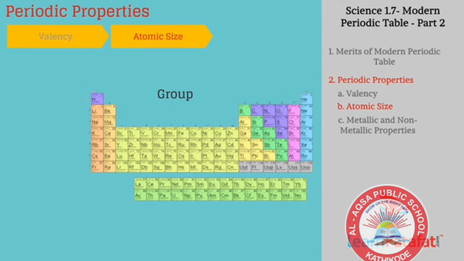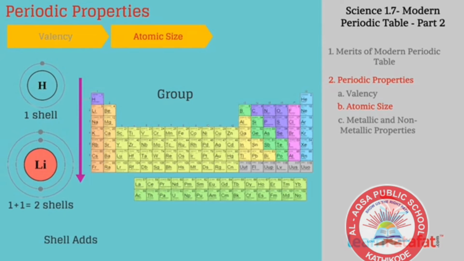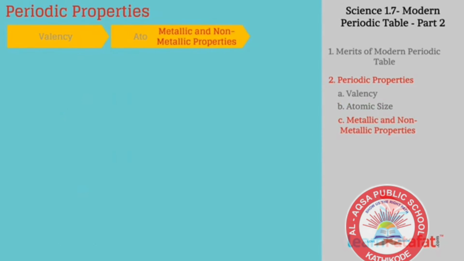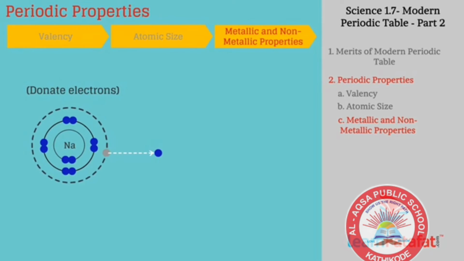And we can see that atomic size increases down the group. This is because new shells are being added as we go down the group. This increases the distance between the outermost electrons and the nucleus, so that the atomic size increases in spite of increasing nuclear charge. And next property, metallic and non-metallic properties.